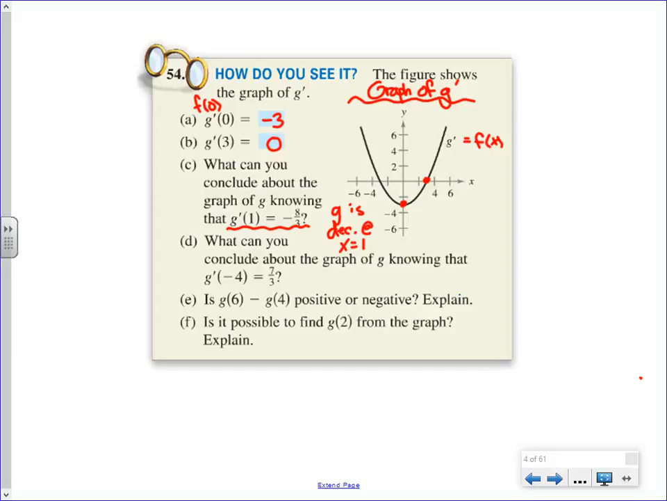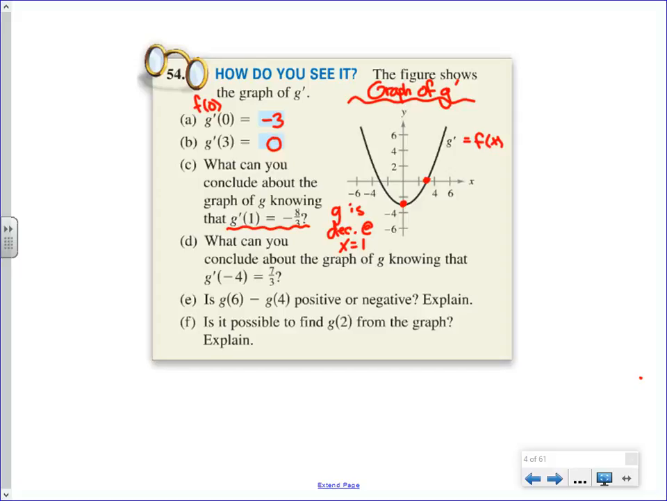And why did I say we could say that again? We can say that g is decreasing at x equals 1 because the slope of the tangent line is negative at x equals 1. If the slope of the tangent line is negative, that means the curve is going down, hence decreasing. So then you guys fill in the blank for the next one.